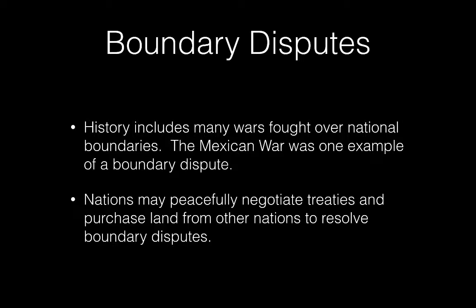Boundary disputes. History includes many wars fought over national boundaries. The Mexican War was one example of a boundary dispute. Nations may peacefully negotiate treaties and purchase land from other nations to resolve boundary disputes.